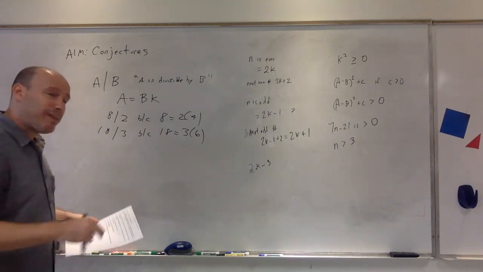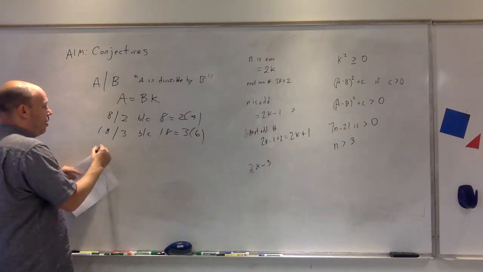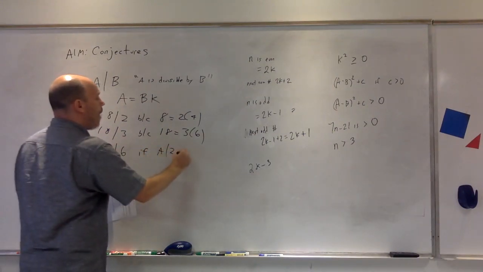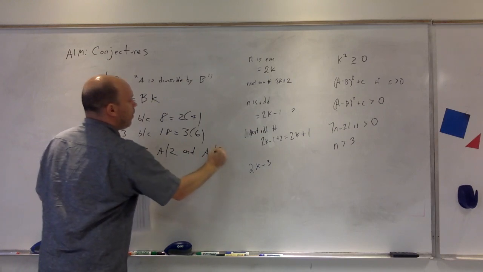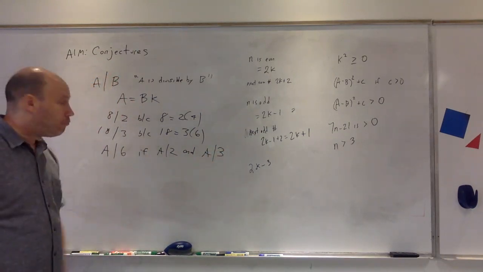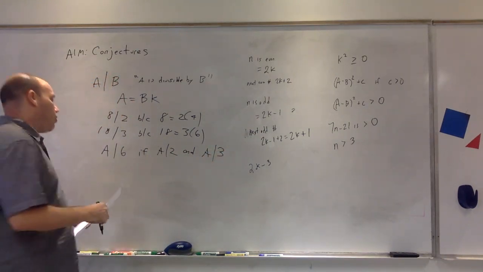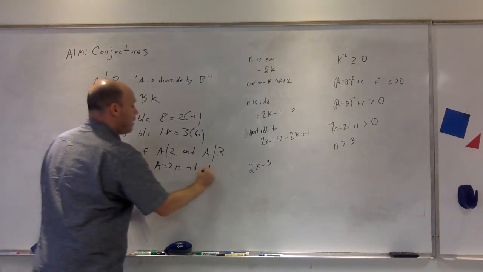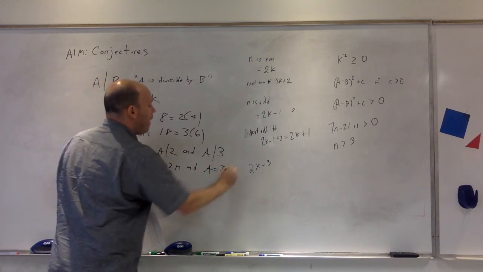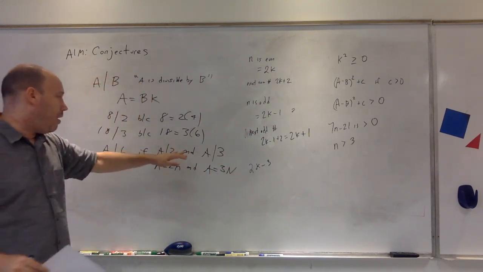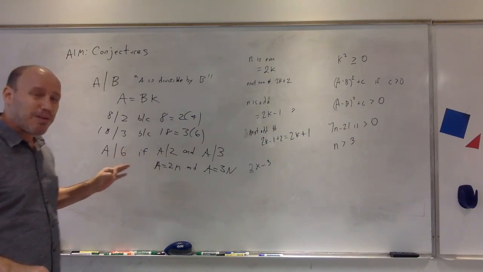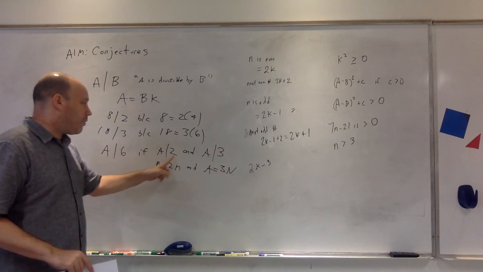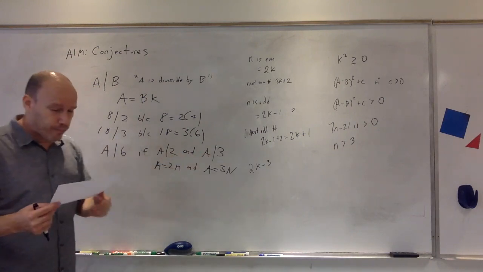When is a number divisible by 6? A number A is divisible by 6 if A is divisible by 2 and A is divisible by 3. So we could write A is equal to 2n and A is equal to 3n. That's the idea of divisibility rules. That's the idea that if it's divisible by 6, it's divisible by 2 and by 3.